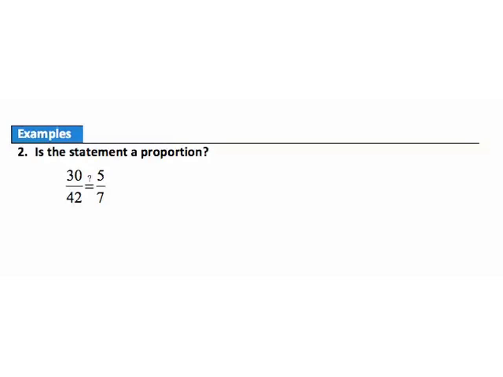Now let's take a look at an example that will help you understand how to determine if a statement is or is not a proportion. Example 2. Is the statement a proportion? Well, we have these two ratios, 30/42 and 5/7. And we want to determine if these two ratios are equal in value. Well, the quick way to determine that is to calculate the cross products.